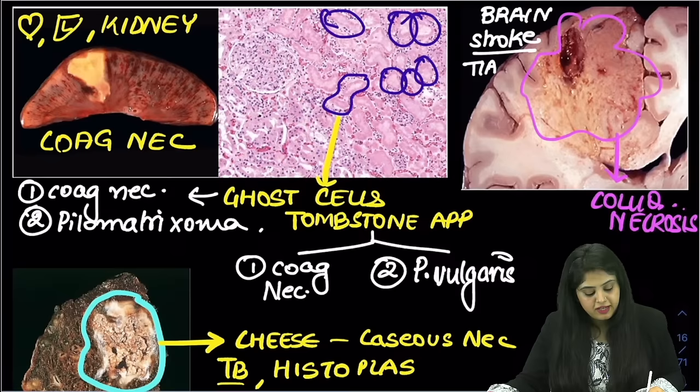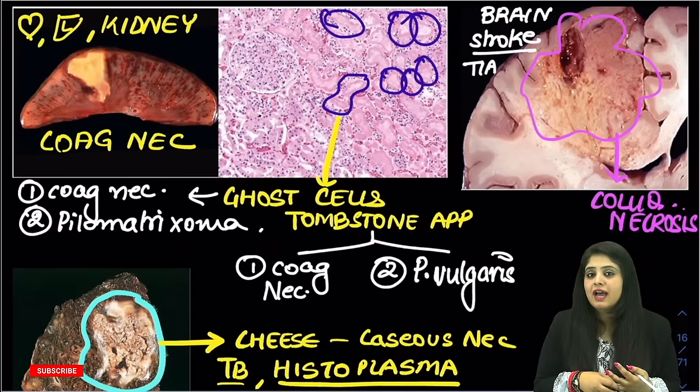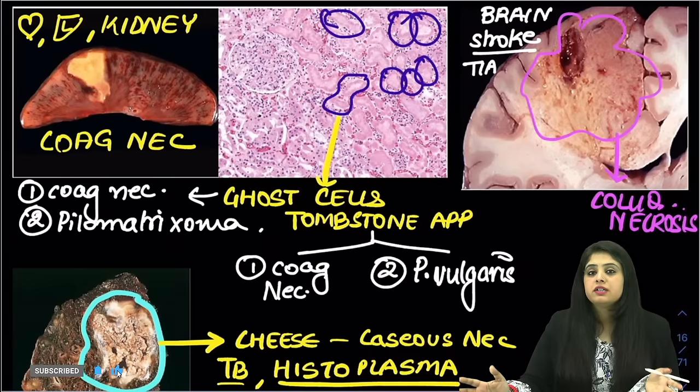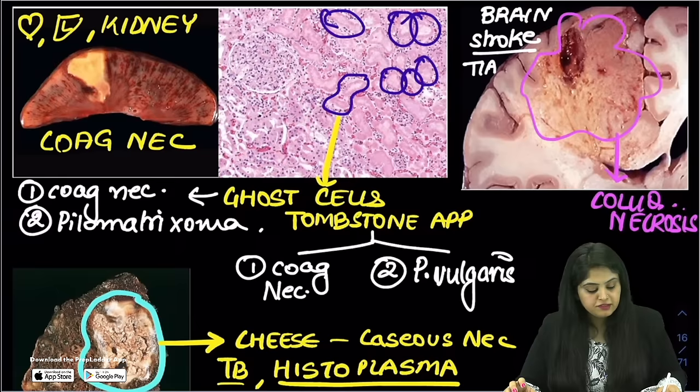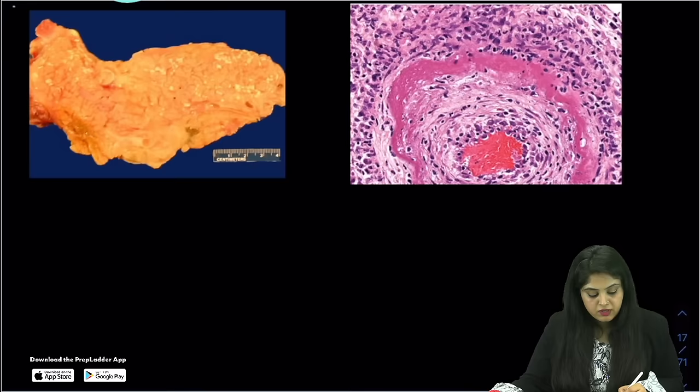Do you guys remember in our last session that we had, where I was discussing all the fungal organisms, I told you that histoplasma is just a lost cousin brother of TB. The clinical symptoms, the necrosis, everything of histoplasma is similar to tuberculosis, yes? Okay, we're not over. One, two more necrosis left.